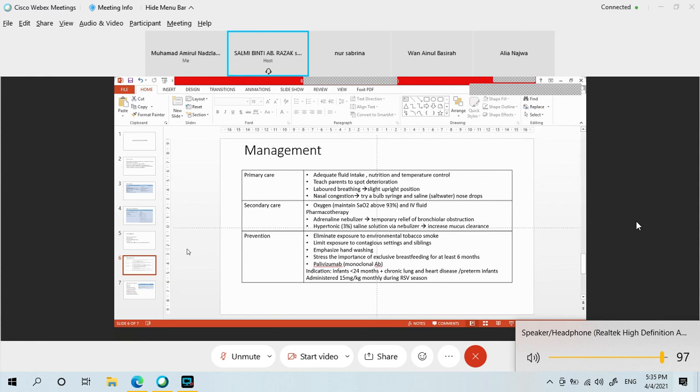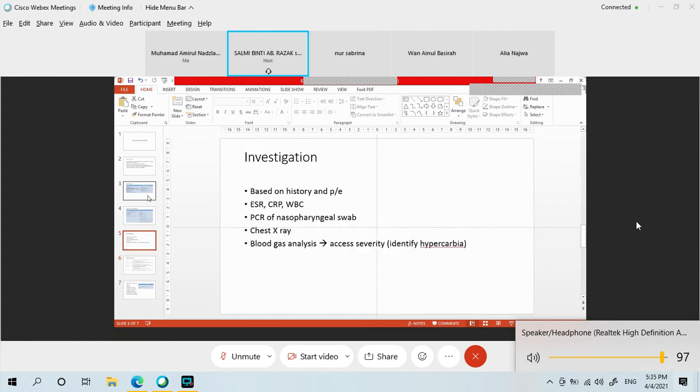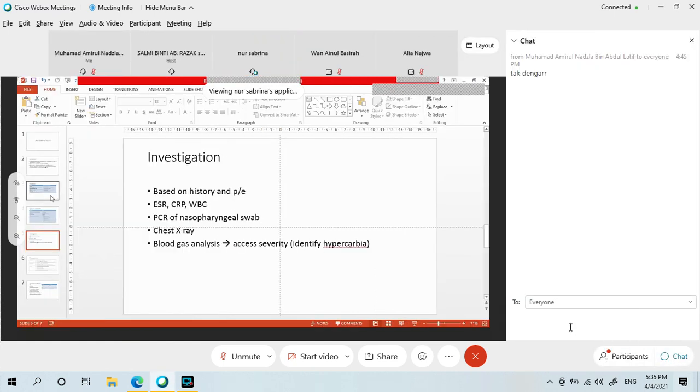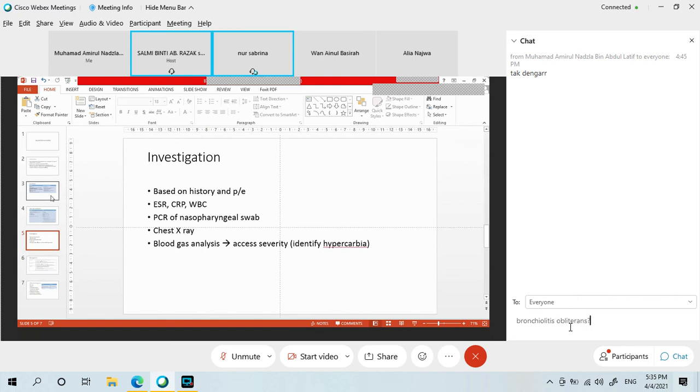So to get the distinction, what are the related complications? We have bronchiolitis obliterans. This one you read up later when you are free. As you mentioned, we call it RSV, but in some patients it is not due to RSV. It can be due to other things, sometimes other organisms. So it is complicated by bronchiolitis obliterans. At least if you know this, it is very good as a student.